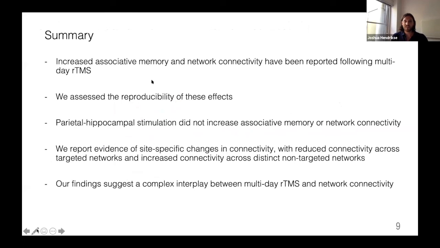So in summary, increased associative memory and network connectivity have been reported following multi-day rTMS, and we assessed the reproducibility and specificity of these effects. Parietal hippocampal stimulation did not increase associative memory or network connectivity, questioning the notion that we are able to reliably elicit these selective changes in connectivity to augment related forms of learning and memory. Instead, we report some evidence of site-specific changes in connectivity, paradoxically with reduced connectivity across our targeted networks and increased connectivity across distinct non-targeted networks. And overall, these findings suggest a complex interplay between multi-day rTMS and network connectivity.